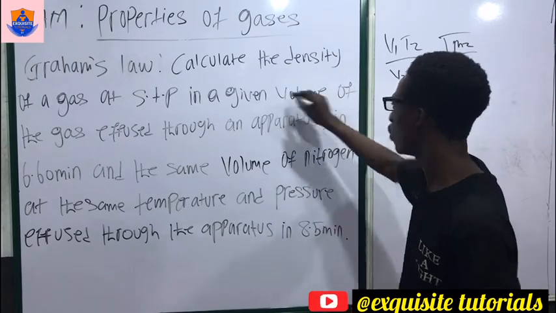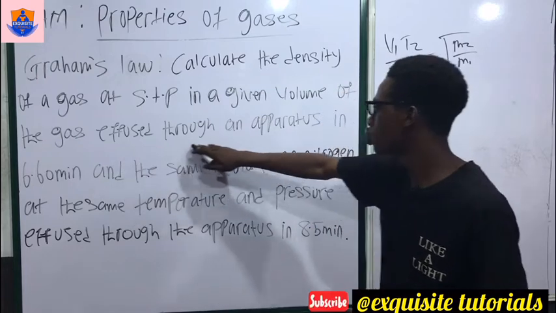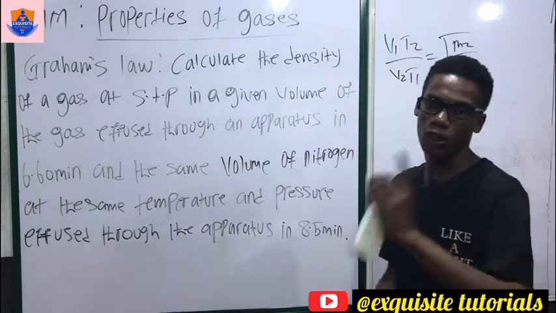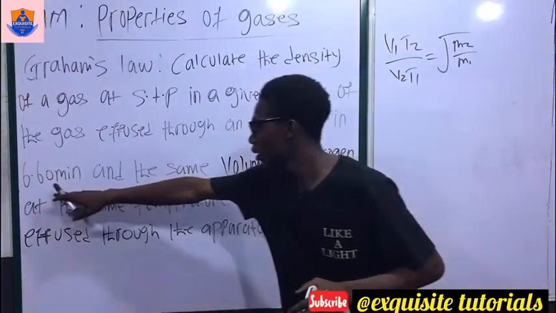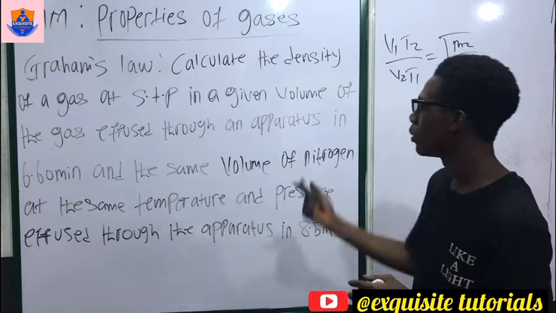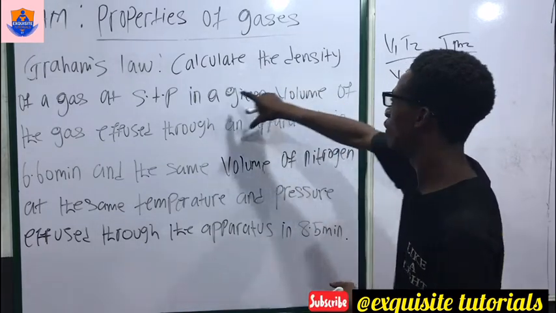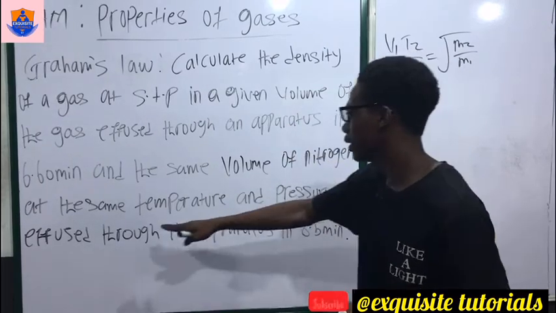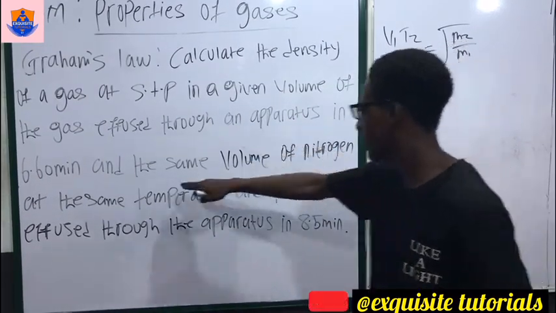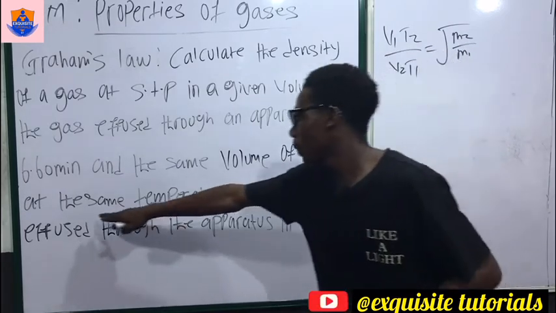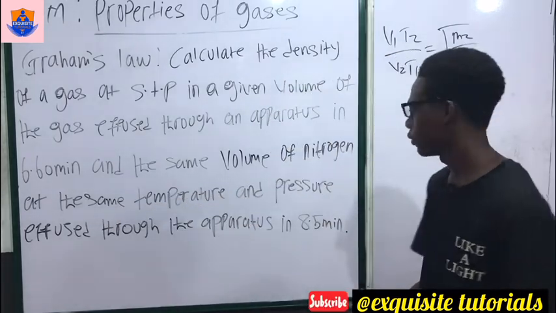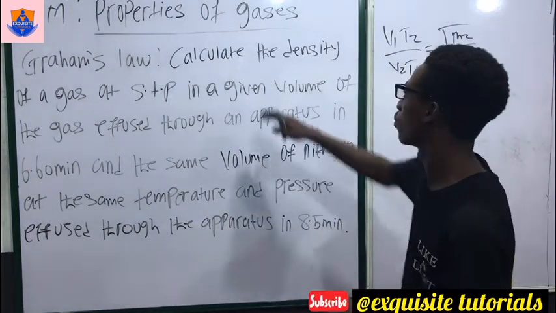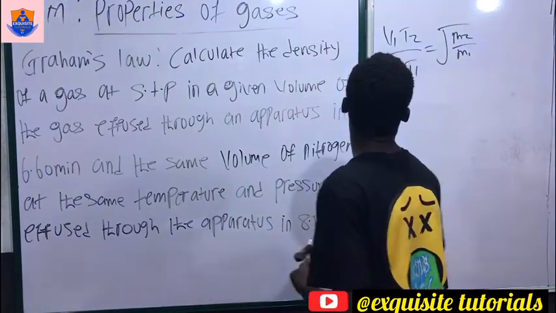In a given volume of the gas effused through an apparatus in this particular time, meaning the first gas was effused at this particular time, and the same volume, meaning the volume of this gas, which is known but not stated, is the same as that of nitrogen. Because they say the same volume of nitrogen at the same temperature and pressure effused through the apparatus. Now what are we looking for? The density of the unknown gas.